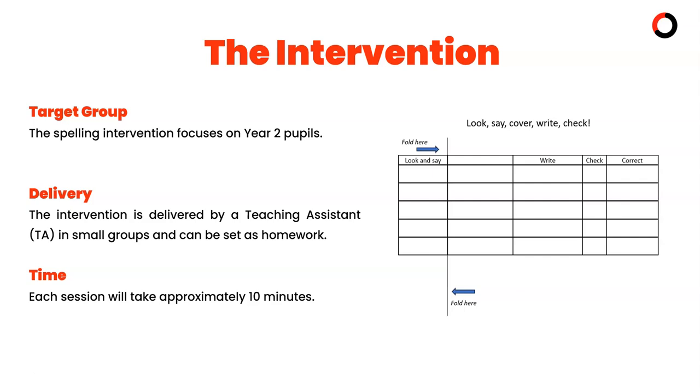The spelling intervention focuses on Year 2 pupils. The intervention is delivered by a teaching assistant in small groups, and it can be set as homework as well. The intervention is the look, say, cover, write, check, and we've included a template which you can use for delivering this. Each session should take approximately 10 minutes to complete for the TAs. And this is delivered over a 5-week period.